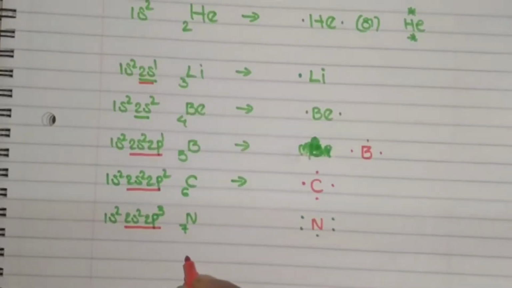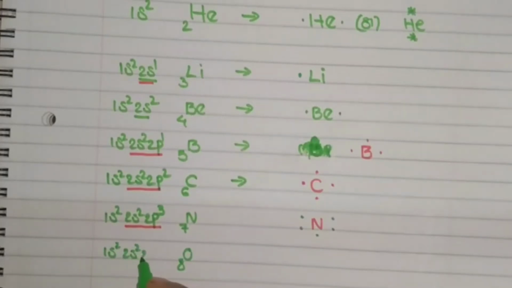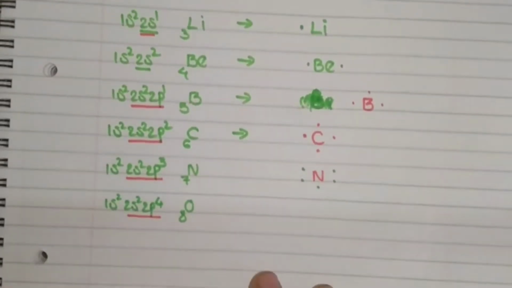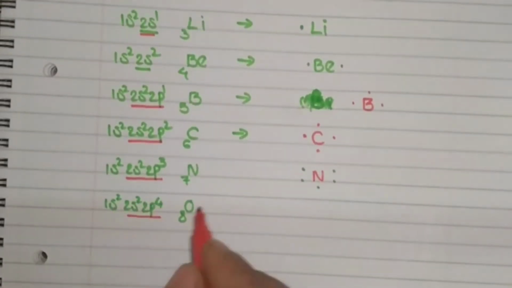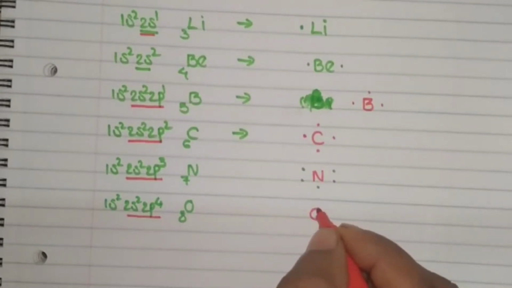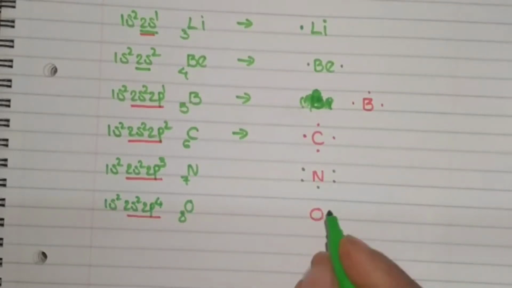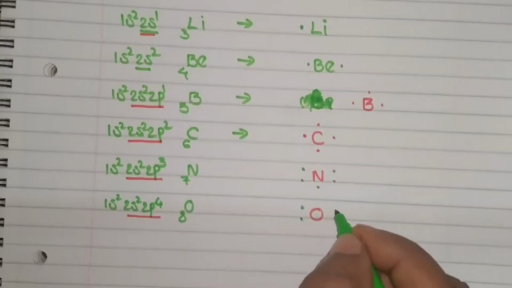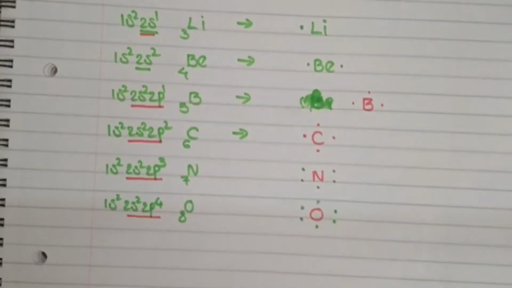And let's see oxygen. That is oxygen, atomic number 8. First write the electronic configuration: 1s2 2s2 2p4. So which is the valence shell? 2s2 2p4 is the valence shell, right? So it has 6 electrons. That's why I have to keep how many dots? 6 dots: 1 2 3 4 5 6. I want to write one more, 2 electrons. Let's see.